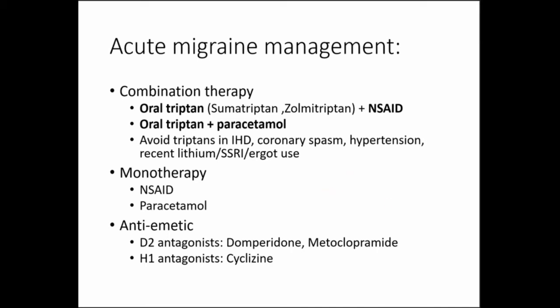And then the antiemetics, D2 antagonists, such as domperidone, metoclopramide, or H1 antagonist, cyclizine. You would usually try to avoid giving D2 antagonists, such as domperidone and metoclopramide, to young women, as there is a particular risk of acute dystonia. So in this case, you may give cyclizine 50 milligrams instead.